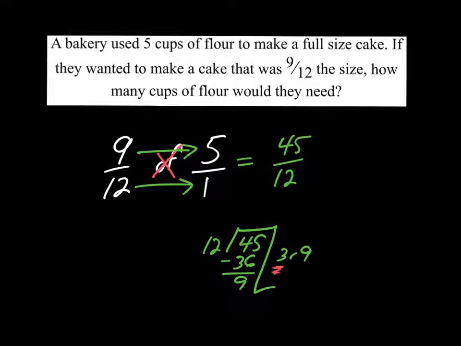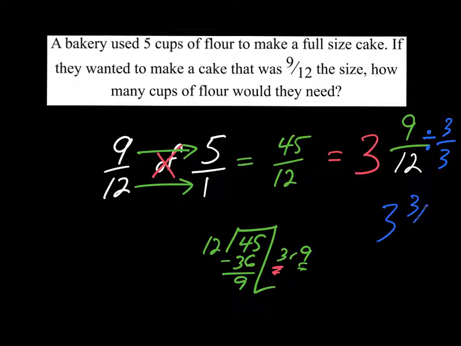Now again, this 3 here is our whole number. The 9 is our numerator, and our denominator stays the same. And again, in the spirit of simplifying, once you get to 3 and 9/12, I look at 9/12 and I realize I can divide that by 3 over 3 and simplify it to 3 3/4. Don't forget our label because it's a word problem, 3 3/4 cups of flour.